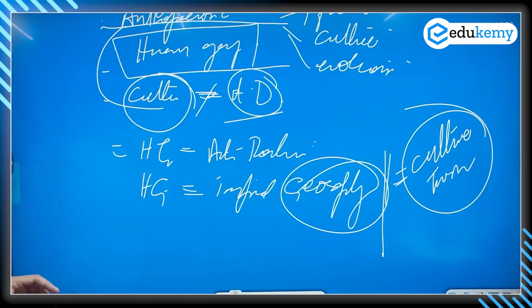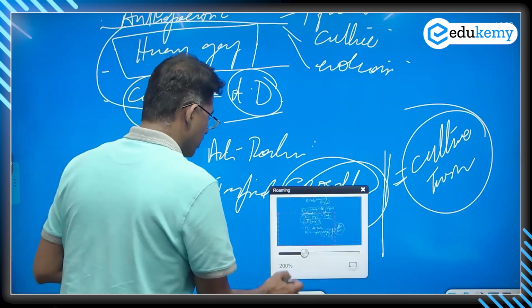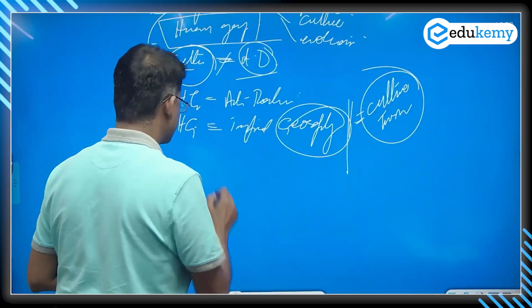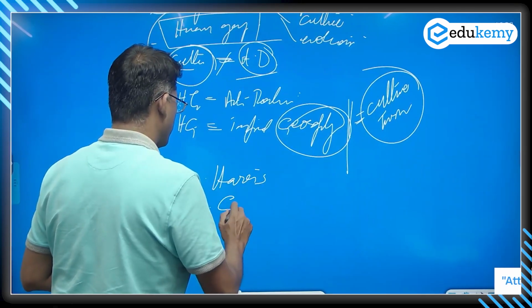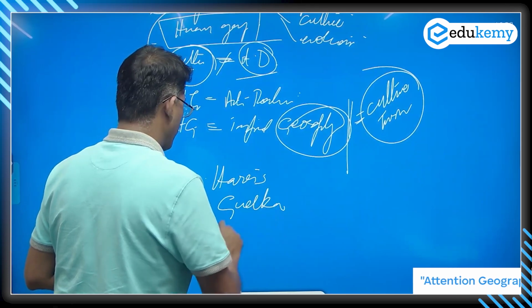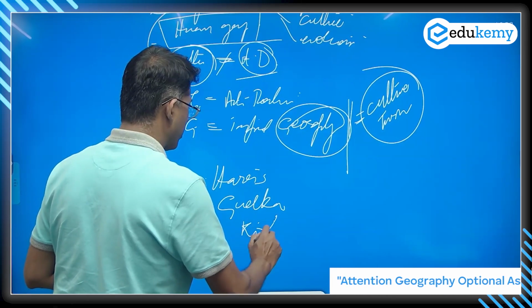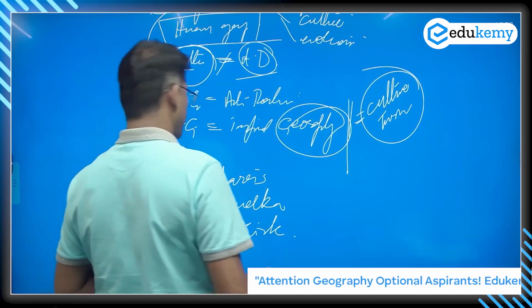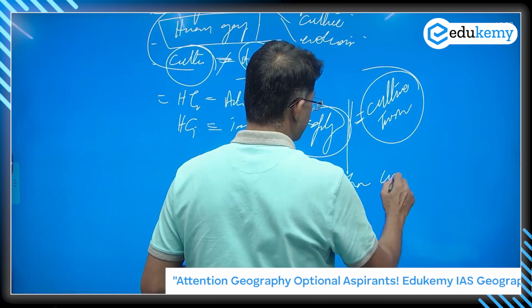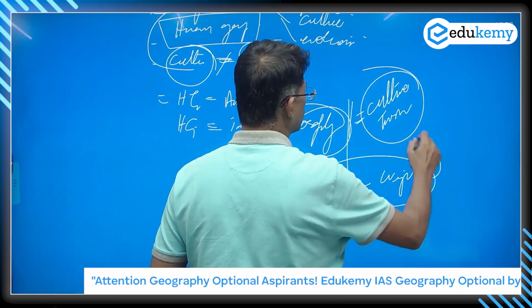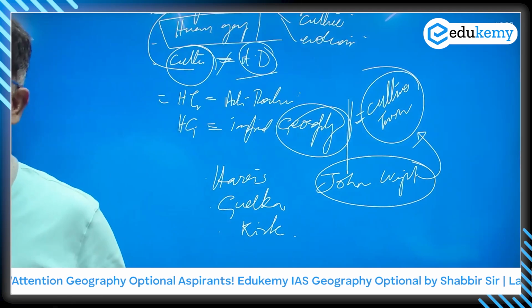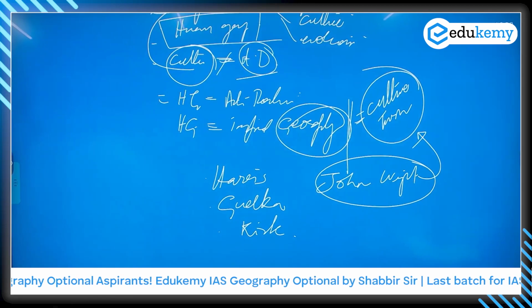Write about the contributors. Okay, we have Harris. Okay, we have the works of Guelke. We have the works of Kirk. Okay, we have the work of John Wright. John Wright is the person who talked about geosophy. The works of John Wright, Harris. So, ये नाम बता देना.